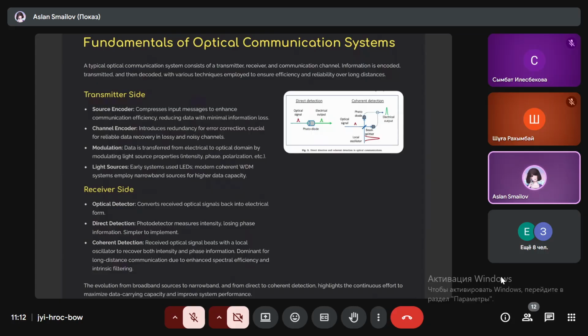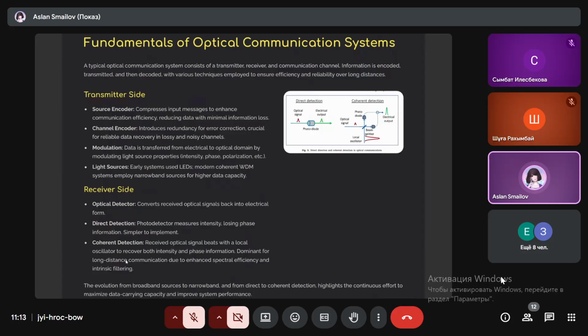fundamentals of optical communication systems. Here is a figure of how it works. A typical communication system consists of a transmitter, receiver, and communication channel, as we know from the lessons of microelectronics or the others. Information is encoded, transmitted, and then decoded with various techniques employed to ensure efficiency and reliability over long distance.